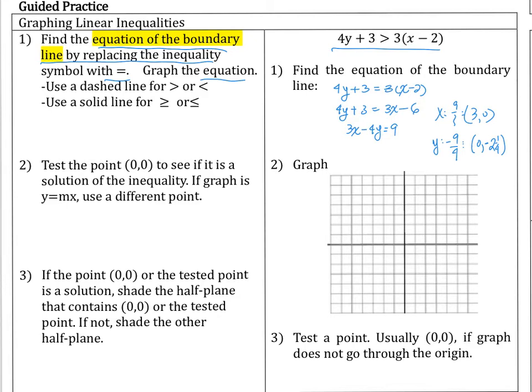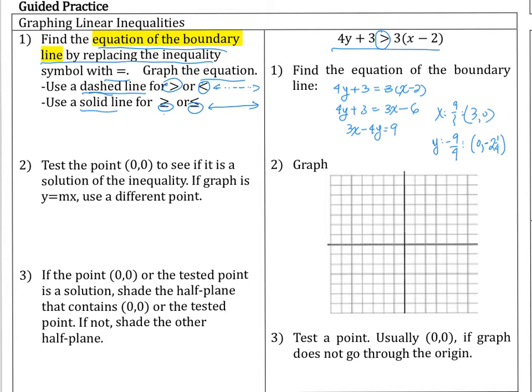we need to first figure out if it's a dashed line or a solid line. So we need to look at the inequality again. It's a greater than sign, so we need to use a dashed line. A dashed line has dots, which means the solutions do not lie on the dashed line. And a less than sign would also be a dashed line. Solid lines would have an equal sign underneath the greater than sign or the less than sign, and the solutions would lie on the line.